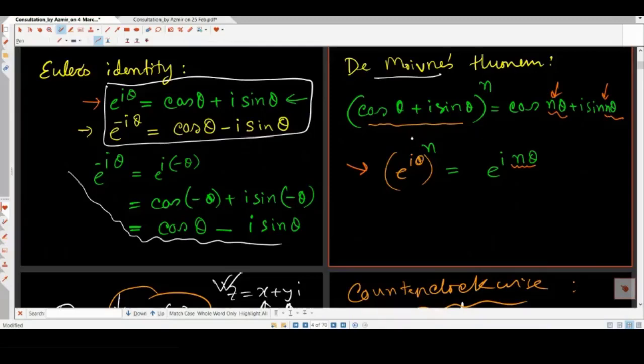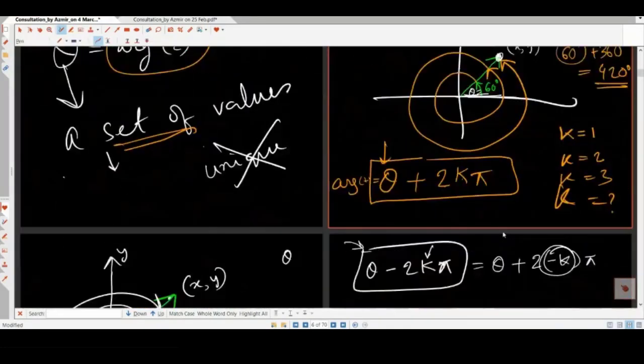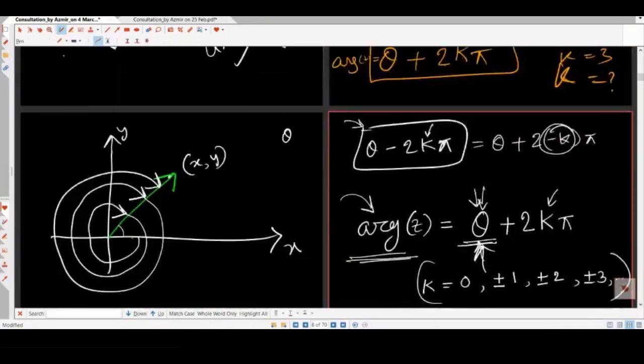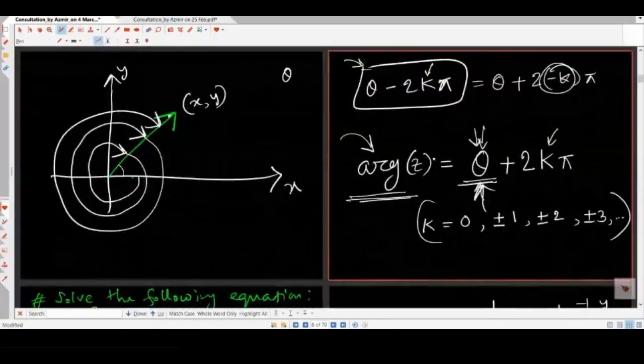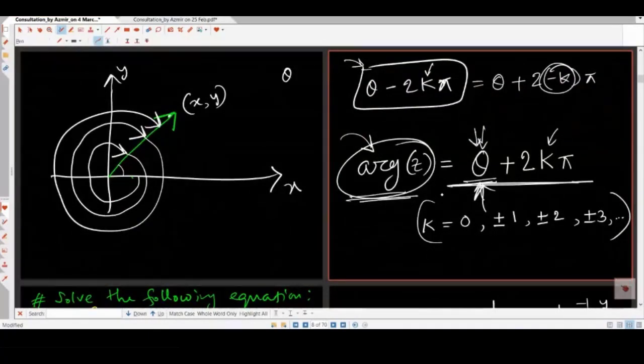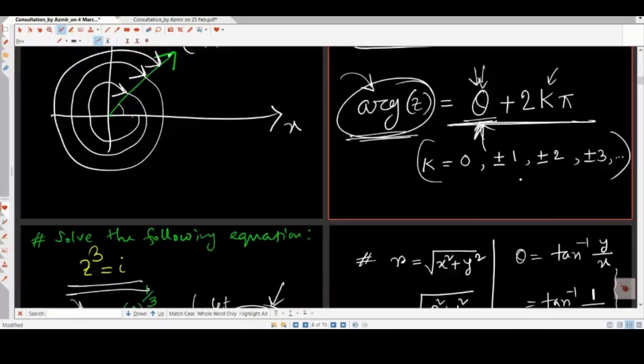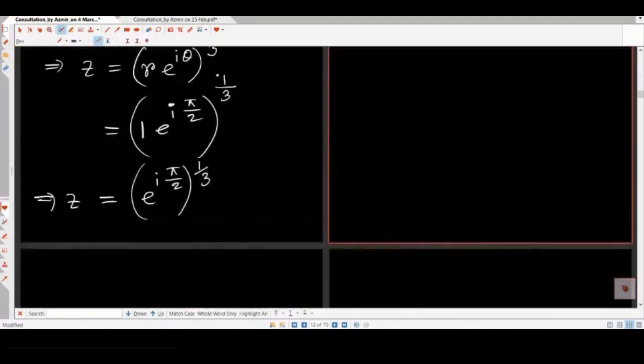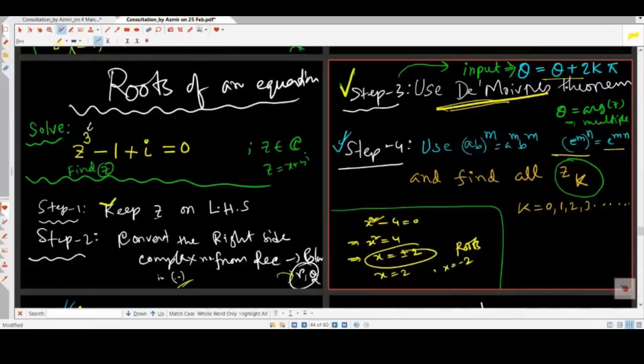Or the simplified form can be the relation between Euler's identity and de Moivre's theorem. That is, we can also use this one, e power i theta power n, that is e power i n theta. So this is the same thing. But besides Euler's identity and de Moivre's theorem, we have learned that the argument of z can be a set of values, that is theta plus 2k pi. So where we have the argument, let's input theta plus 2k pi. That is step 3.